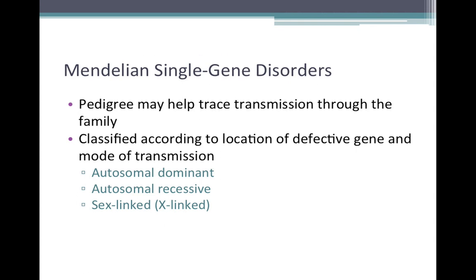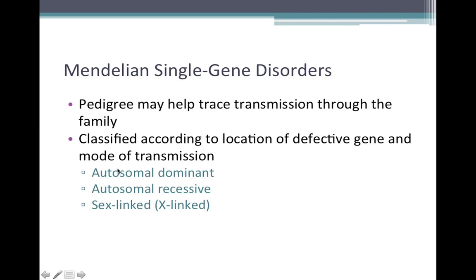Now, there are different ways you can predict the rate at which a certain genetic defect could occur in a family, and we call this a pedigree. A pedigree is a way we can help trace the transmission of a particular genetic disorder in a family. And based on how we look at inheritance, we can determine whether this genetic disorder is what we call autosomal dominant, autosomal recessive, or sex-linked.